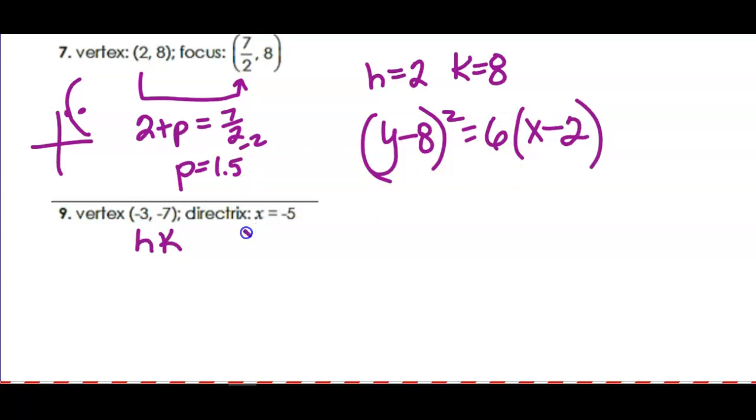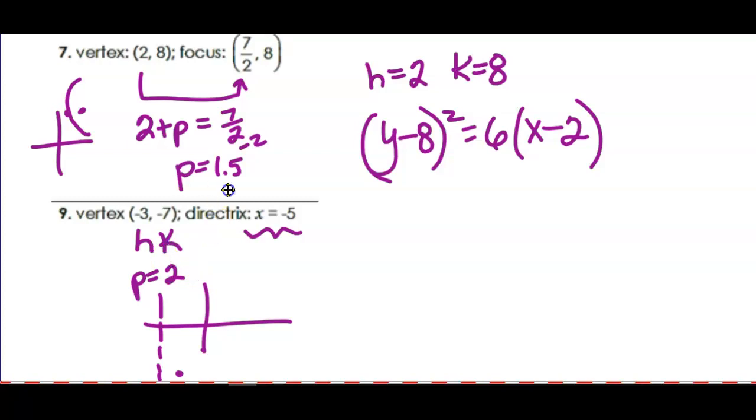This time we're given the directrix. Again, if you sketch this, it just makes sense to me. You went left 3 and down 7, so you're over here somewhere. But this one went left 5 and is the directrix. So I can tell right away that p is 2. Okay? And it's going to open to the right, so it's a positive 2.